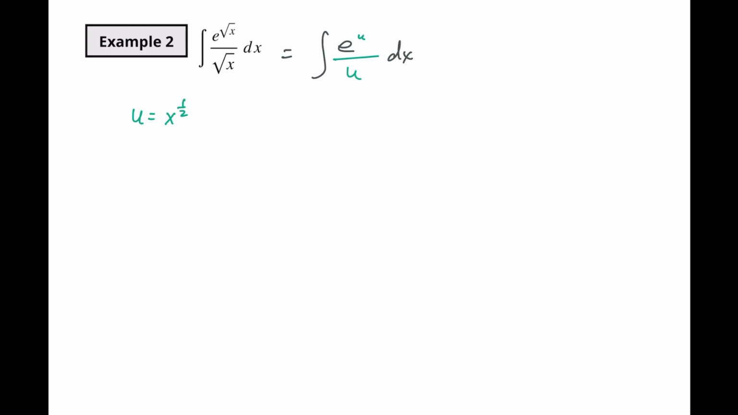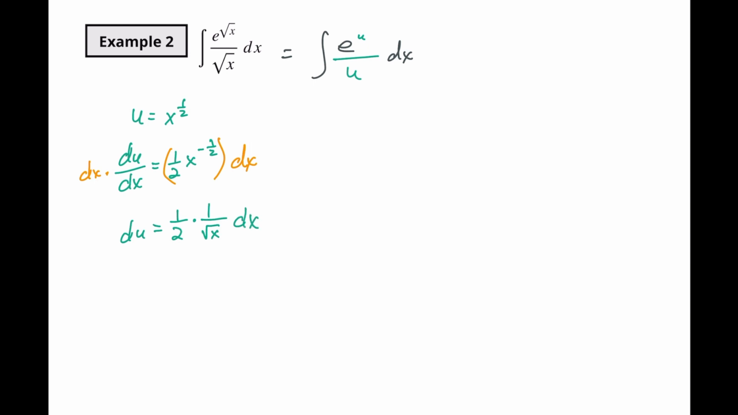Let's see, does that work? Well, if I take the derivative of u with respect to x, that's going to be 1/2 x to the minus 1/2 power. Multiply both sides by dx, and what am I left with? I am left with du is equal to 1/2 times 1 over square root of x with respect to x.